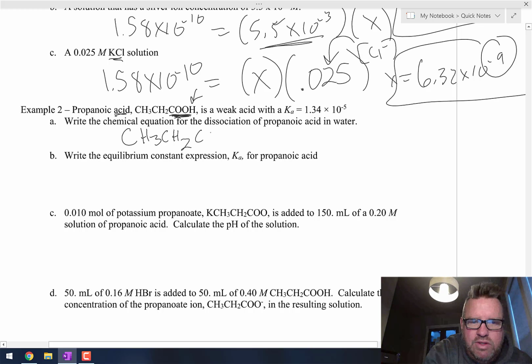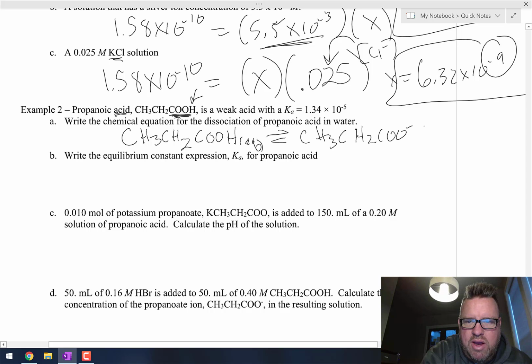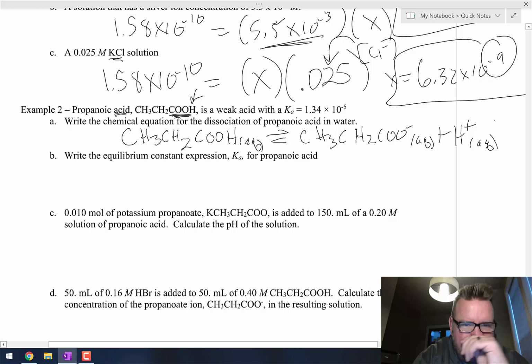CH2, COOH in equilibrium with CH3, CH2, COO minus plus H plus. Again, you can include the water in there or not.